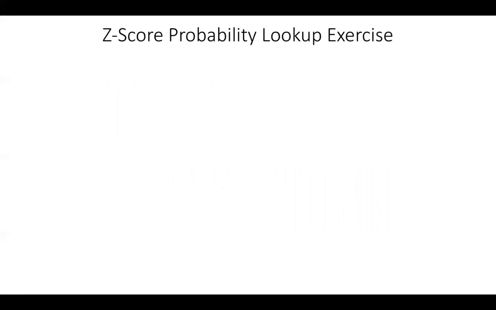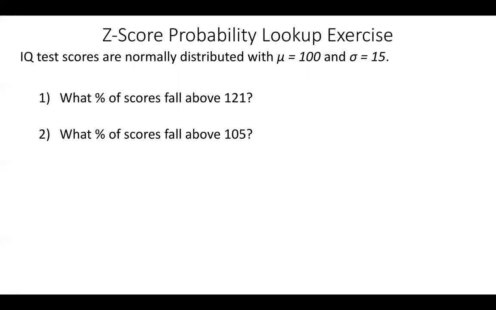We're going to do this using an exercise. This exercise appeared briefly as the bonus for last week's Z-score lookup, but I figured I'd walk you through it step by step today. Here we have some of the information about IQ test scores. We know that these test scores have a normal distribution, a mean of 100, that's mu, and a standard deviation of 15, that's sigma.